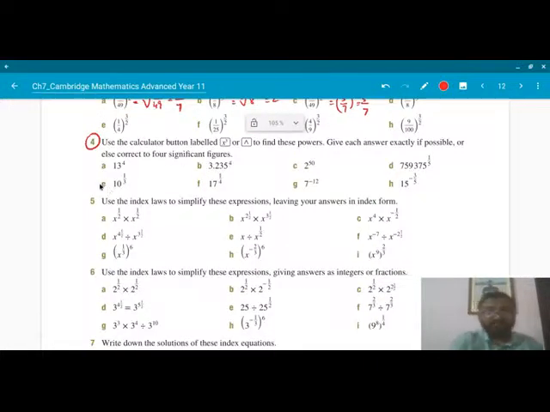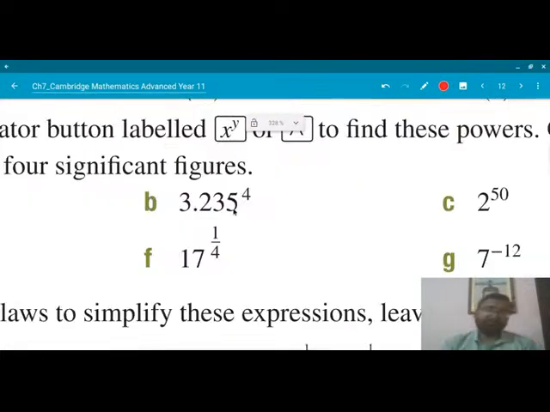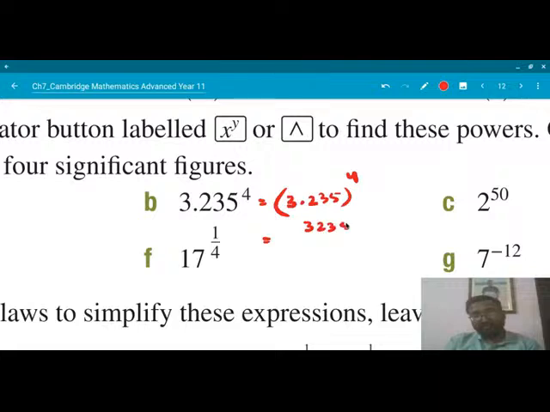See here, it is a little bit more tough. It is 3.235, and it is not only 5 power 4, that is wrong. This is equal to 3.235 whole power 4. How can we do this? Convert it to 3235 by 1000 whole power 4. Simplify and then raise to the power, and so on.